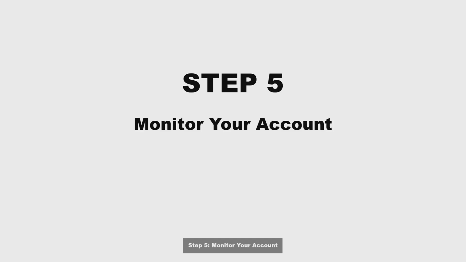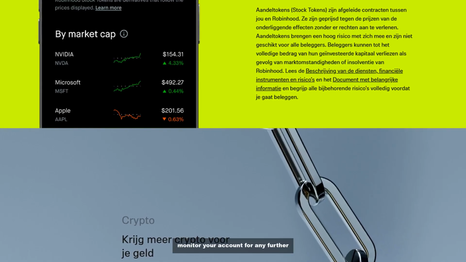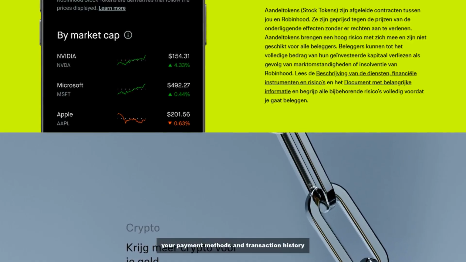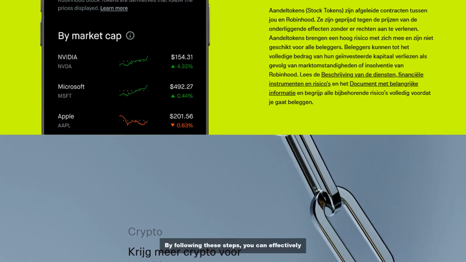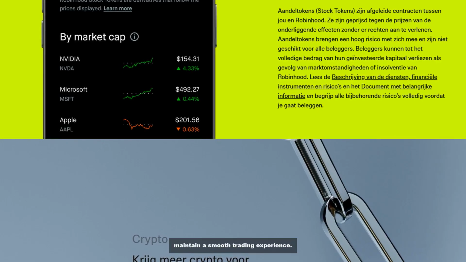Step 5. Monitor your account. Once the issue has been resolved, continue to monitor your account for any further discrepancies. Make sure to regularly check your payment methods and transaction history to avoid future problems. By following these steps, you can effectively resolve billing issues on Robinhood and maintain a smooth trading experience.